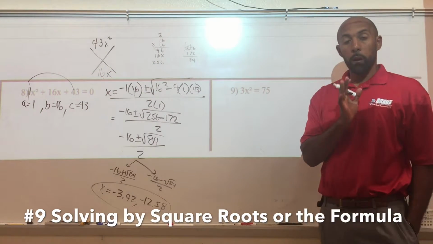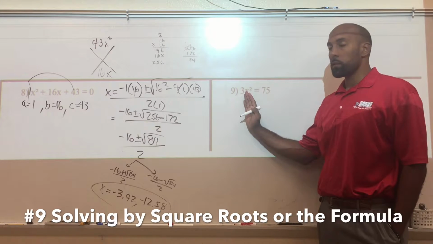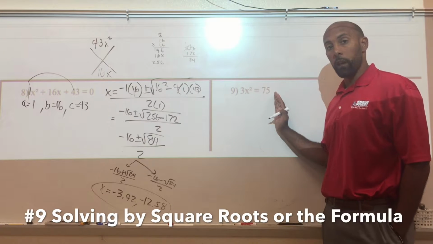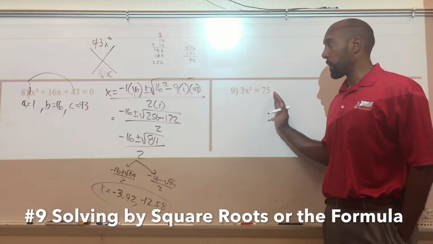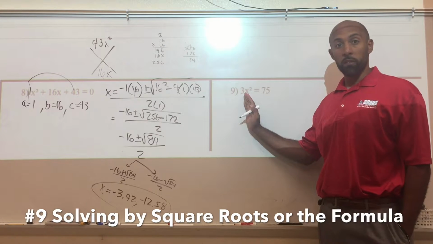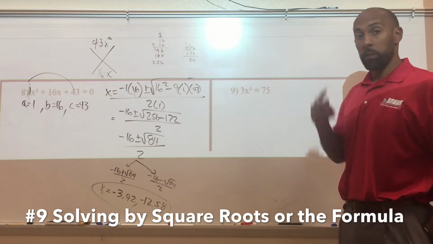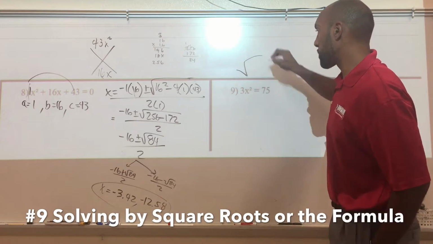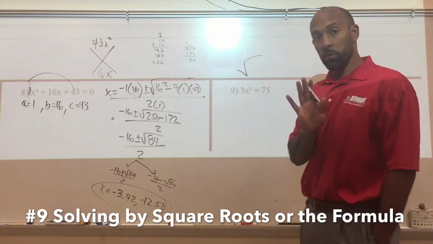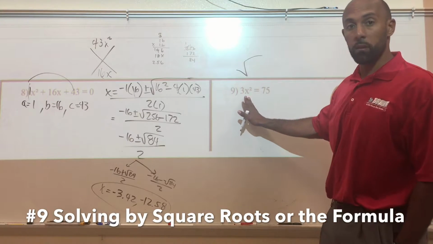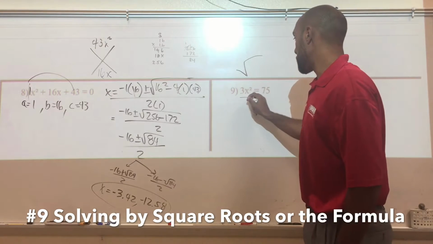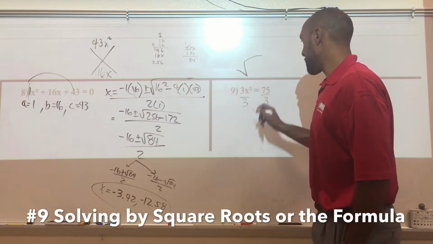Now, right away, I noticed that there's one term on one side and one on the other, and there's no x term. We only have an x squared term, so I'm thinking right away I can do square roots. But in order to do a square root, x squared has to be by itself. I have to get rid of the 3, so I'm going to divide 3 on both sides.